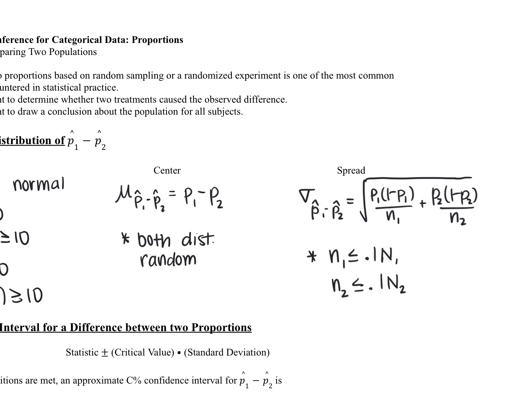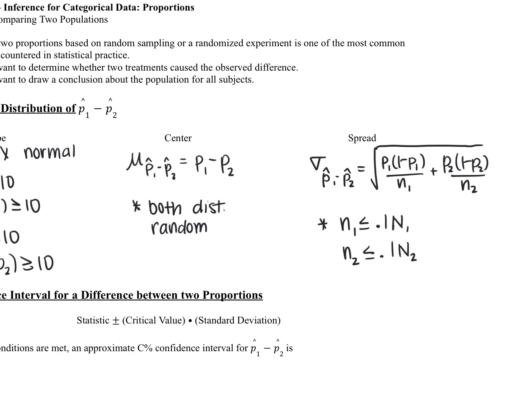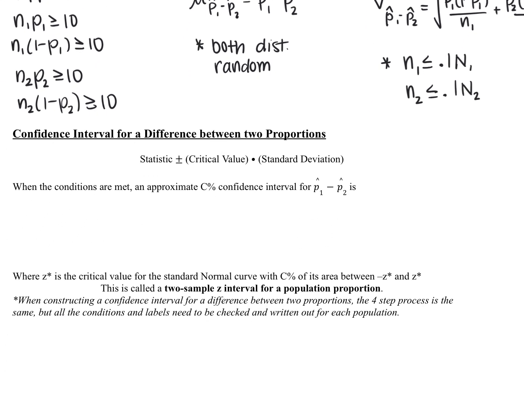So those conditions are going to come back and play a part not only for confidence intervals for a difference between two proportions, but also in a significance test for a difference between two proportions. So we're going to start with the confidence interval.